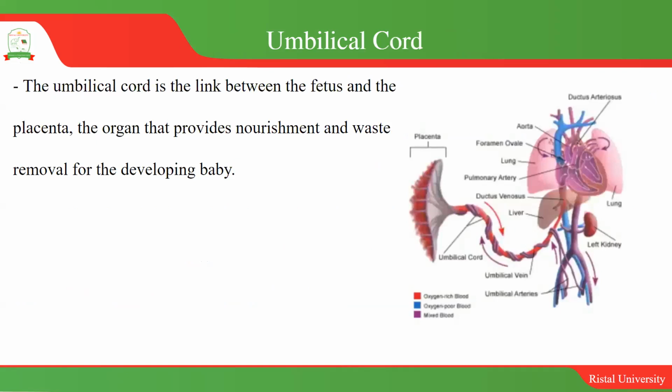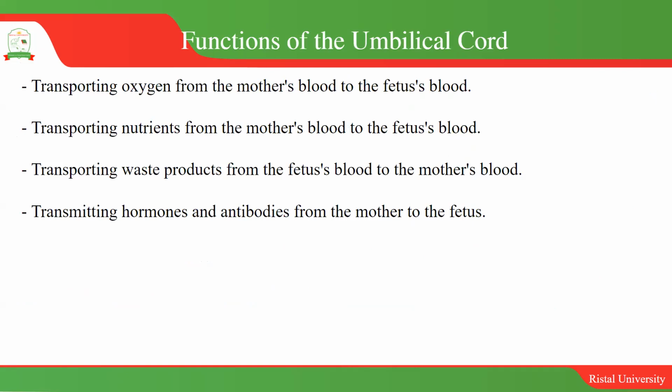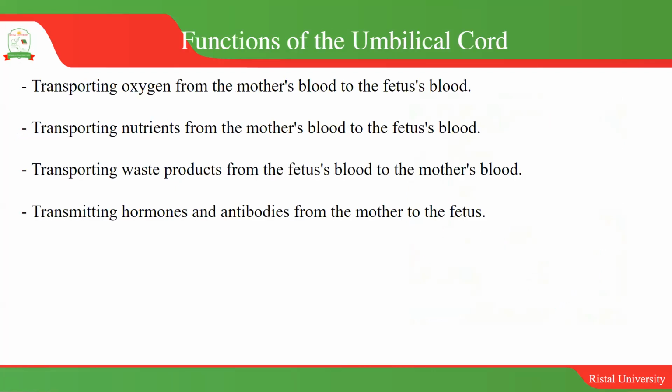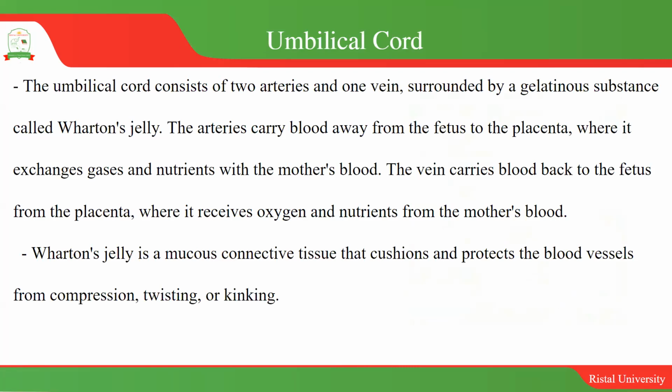And then the fetus is connected to the placenta through the umbilical cord. Okay. The umbilical cord has two arteries and one vein. These play an important role in transportation of nutrients, oxygen, hormones, and other growth factors, including waste products and also antibodies. The arteries carry blood away from the fetus to the placenta, whereas the vein carries blood towards the fetus from the placenta.